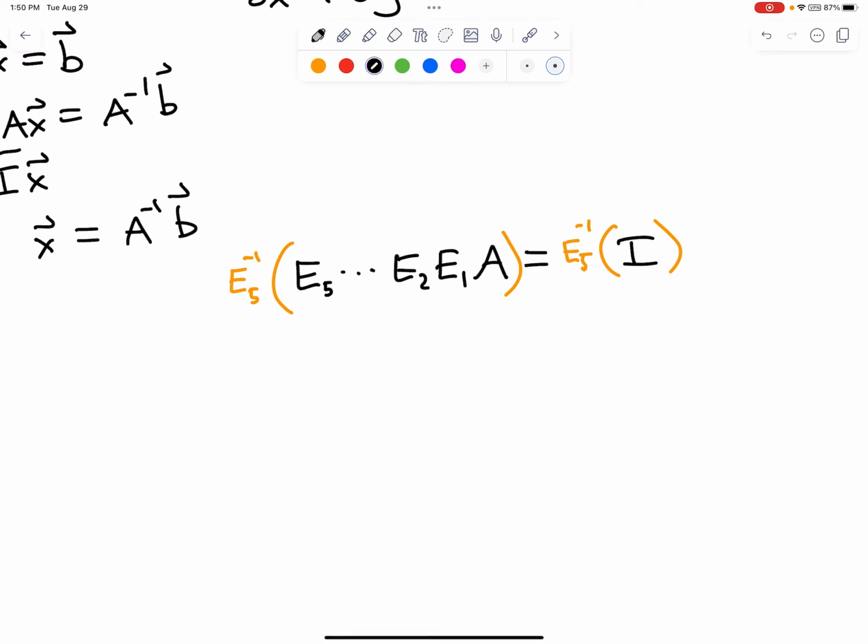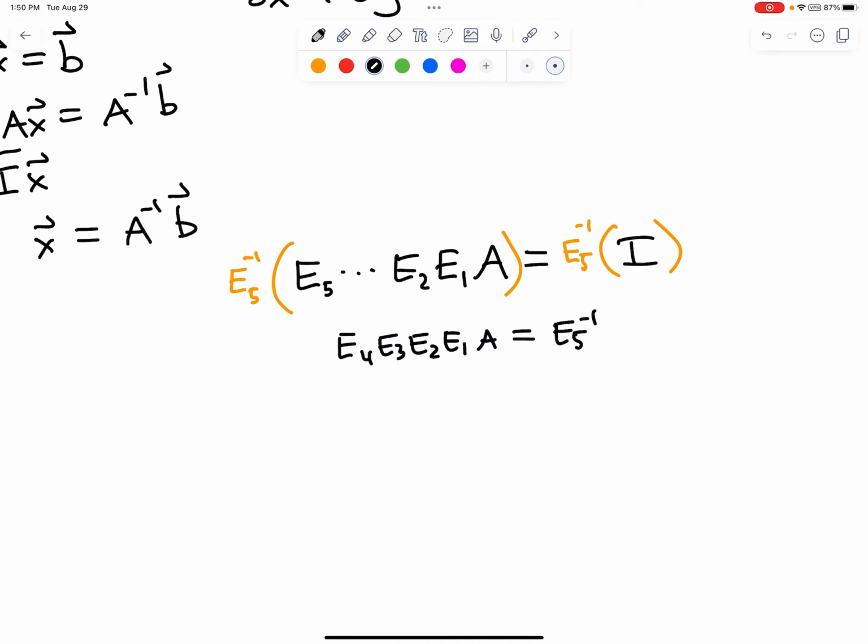So the very next line, E5 inverse times E5 gives you the identity, and the identity times the rest, you don't need to bother writing the identity. So our statement boils down to just E4, E3, E2, E1, A equals, and then E5 inverse times the identity is just E5 inverse. So one by one, I'm going to shift these elementary matrices from the left side of the equation to the right side.